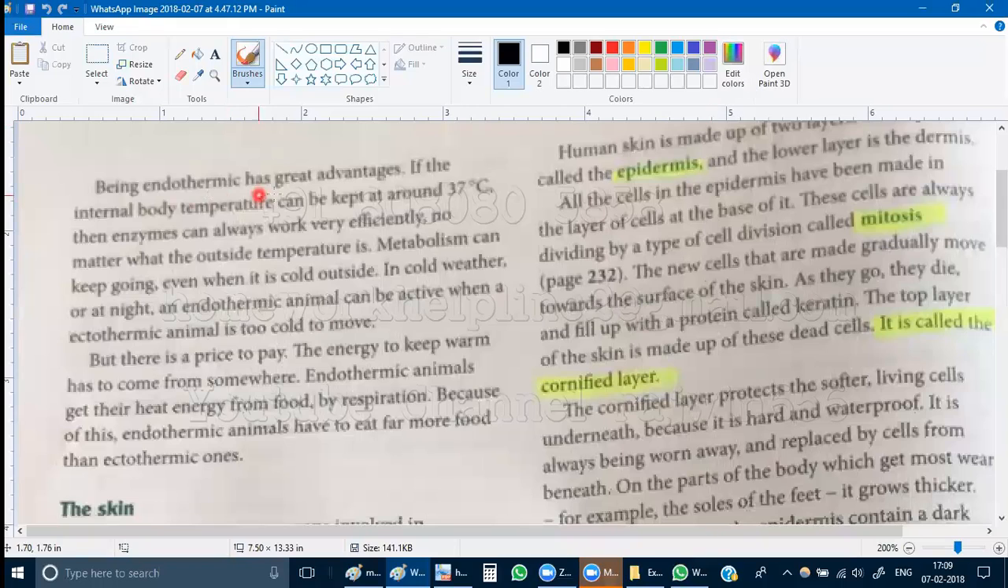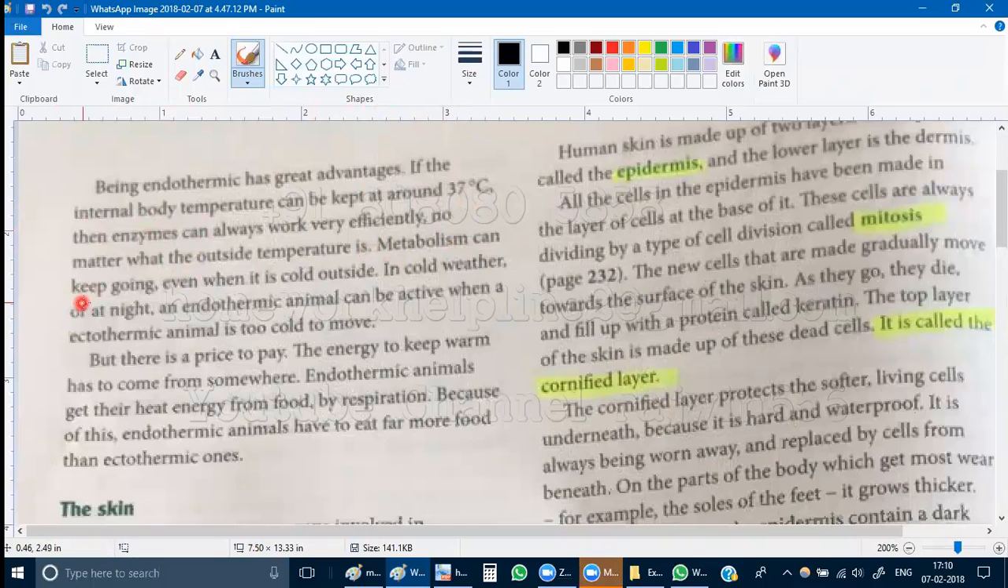Now being endothermic has great advantages. What are these advantages? If the internal body temperature can be kept at around 37 degrees Celsius, then enzymes can always work very efficiently no matter what the outside temperature is. So however low the outside temperature is, if the inside temperature is 37 degrees Celsius, then our enzymes will keep on working.